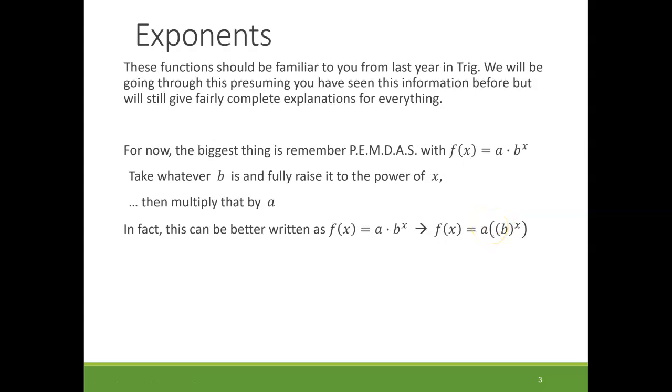Now that's a lot of unnecessary parentheses. We have the order of operations for a reason, so we don't need 10,000 parentheses. But just as a reminder, it's easy to get carried away and be like, 2 times 3 to the x is 6 to the x.